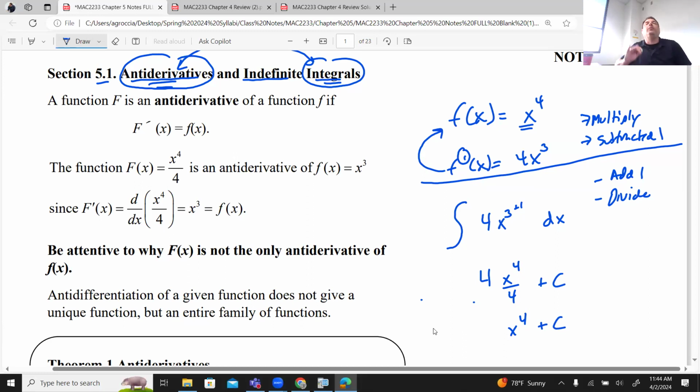You're like, what are you talking about? We'll get there soon. But as of right now, the only thing you need to understand is we're doing the antiderivative, which is called the integral, and it's the opposite of derivative. The opposite of multiply and subtract one is add one and divide. Not too bad there.